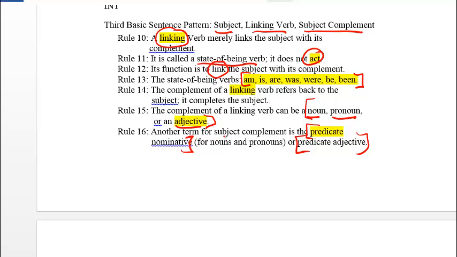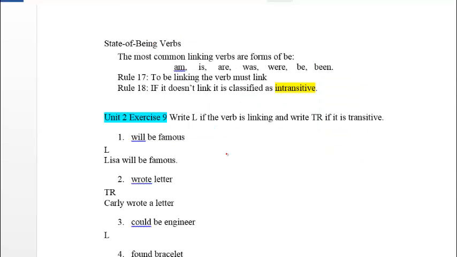The predicate nominative applies to nouns and pronouns. So let's take a look at how this is put into practice. Remember, the most common linking verbs are am, is, are, was, were, be, and been.